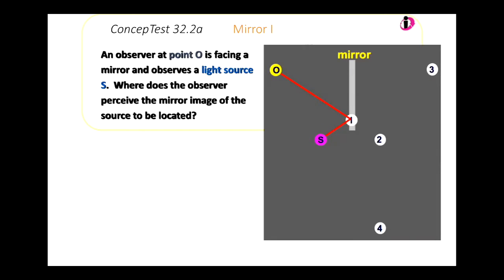Let's take a look at this. There is an observer at point O and a light source at point S. It hits the mirror at point 1. Where would the image of the source be located? Please don't think too hard. It certainly appears that the image would be located at 2, because if I trace that light ray back, that's where I would observe that ray to be coming from.